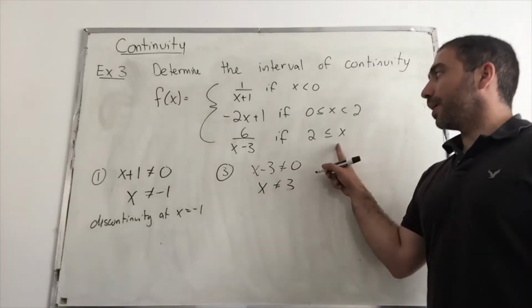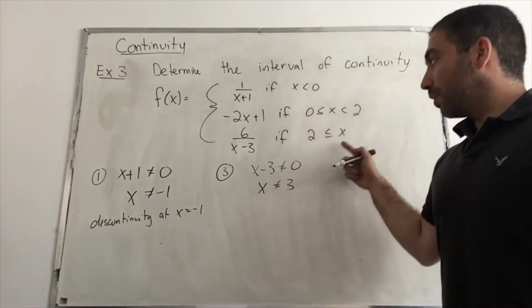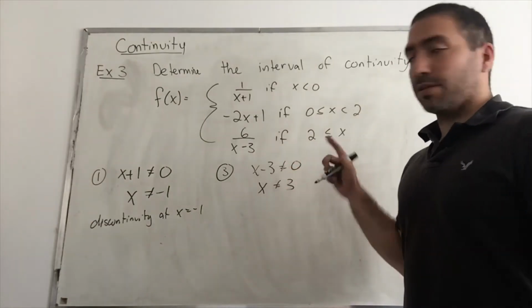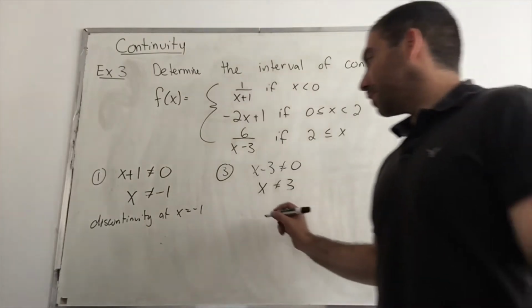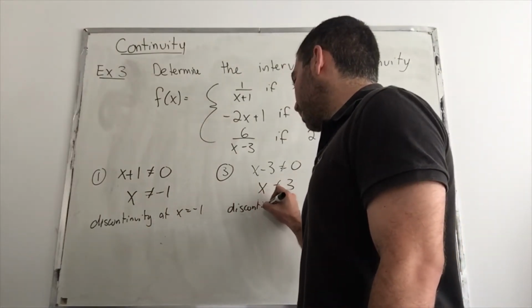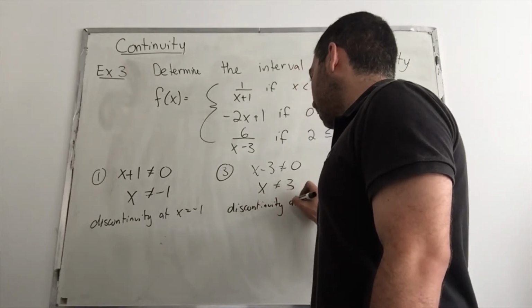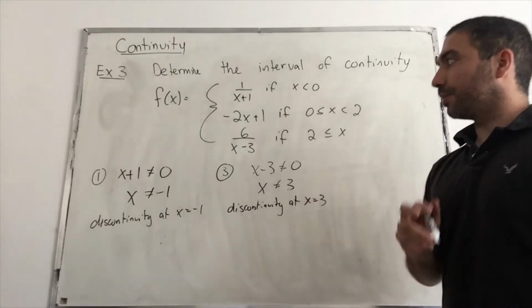Is 3 in our domain? Well, the x values that we're using here are all x values greater or equal to 2. 3 is in that interval, because 3 is greater than 2. That means we do have a discontinuity at x equals 3. Okay. So we have two discontinuities here.